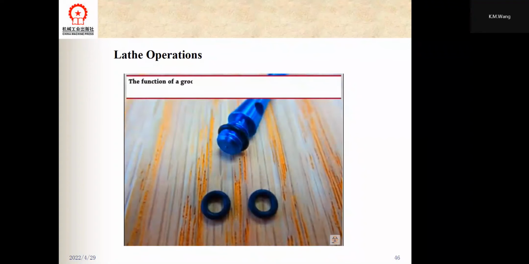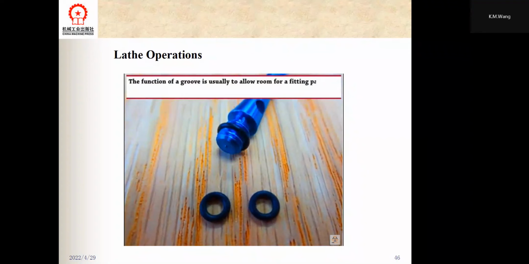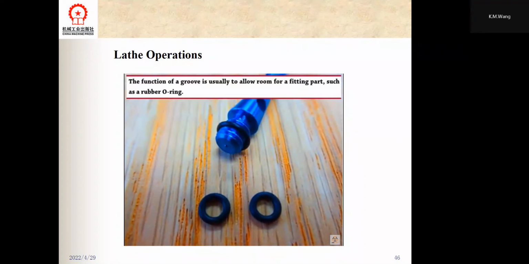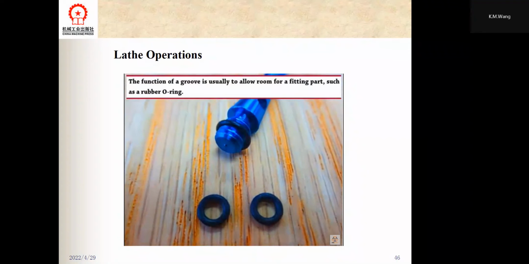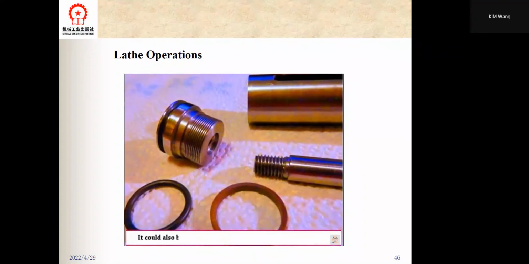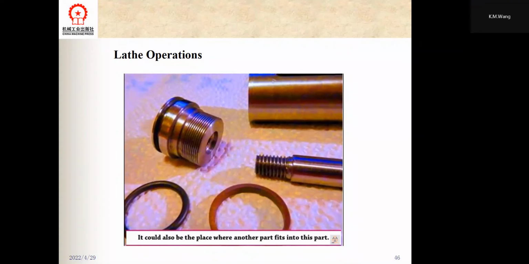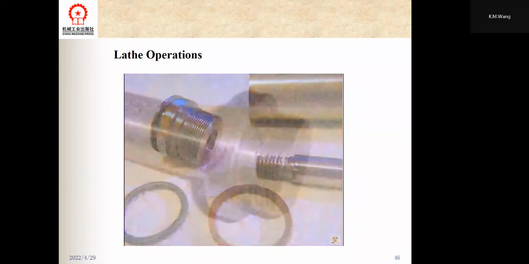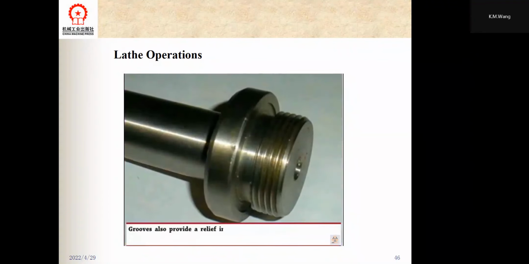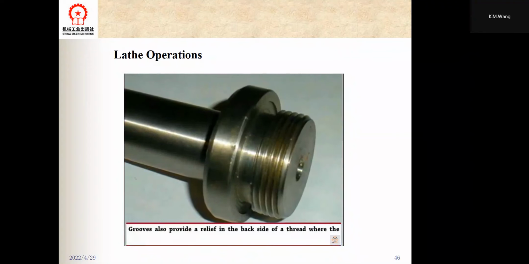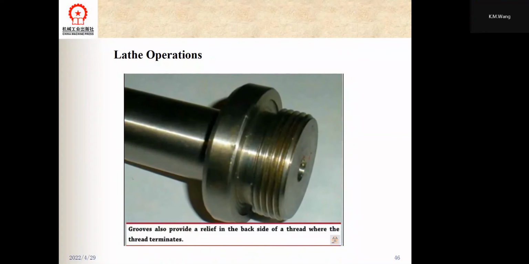The function of a groove is usually to allow room for a fitting part such as a rubber O-ring. It could also be the place where another part fits into this part. Grooves also provide a relief in the backside of a thread where the thread terminates.